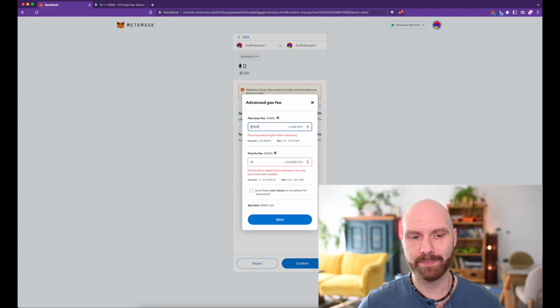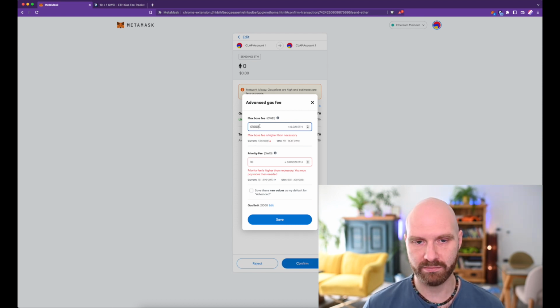How high should this max base fee be? Well, like I said, it's difficult to say. It depends how busy the market is. It depends how hyped up the project is. Very often, something between 500 and 1,000 should be more than enough.